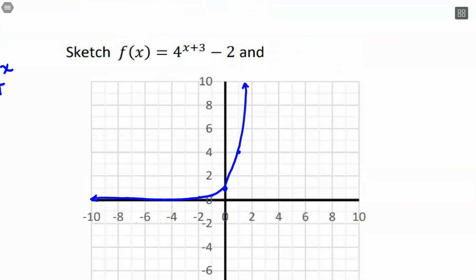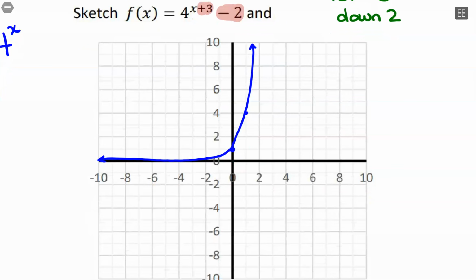And then in terms of transformations, that +3 will have us move to the left 3. And then the -2 will have us move down 2, which will move the asymptote. So we're going to move that asymptote down 2 units. I was going to do that in red, not that it makes a big difference. All right, so there's our asymptote.